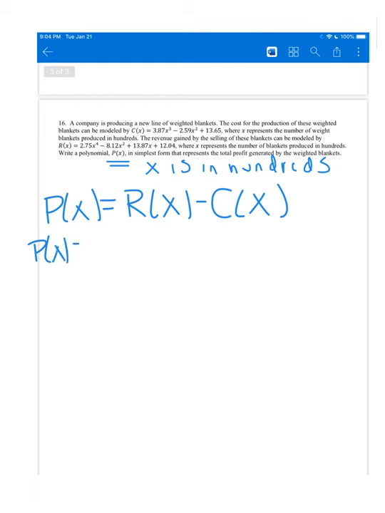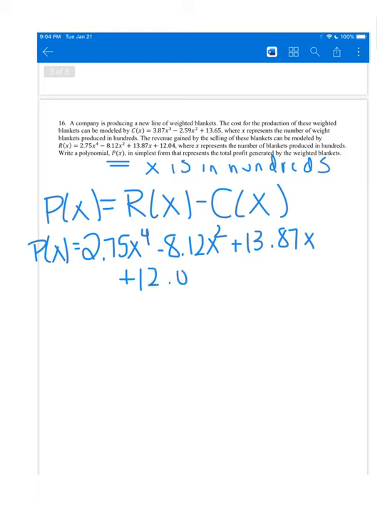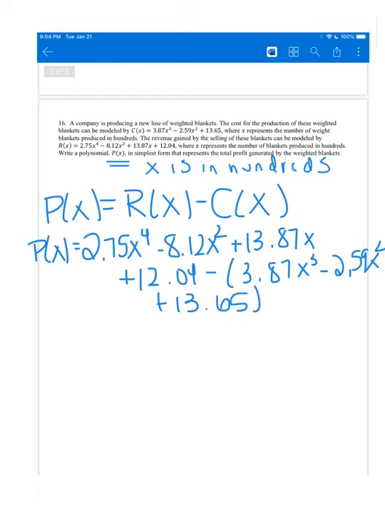So P of x is equal to the revenue, which is 2.75x to the 4th minus 8.12x squared, minus, make sure you subtract all of C of x: 3.87x to the 3rd minus 2.59x squared, and then plus 13.65, close the parenthesis. You distribute the negative to everything.